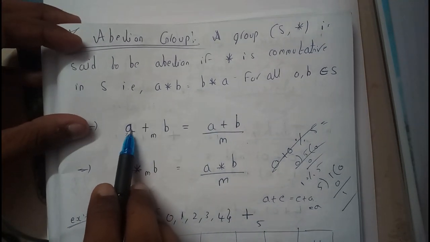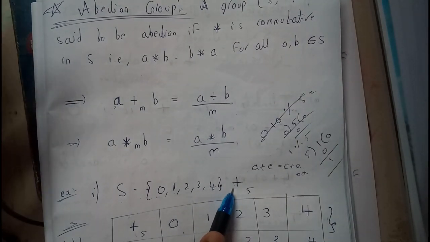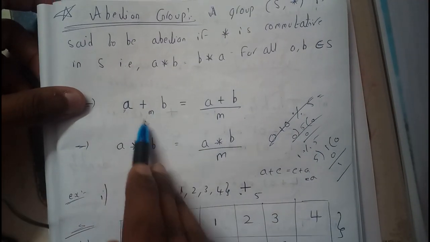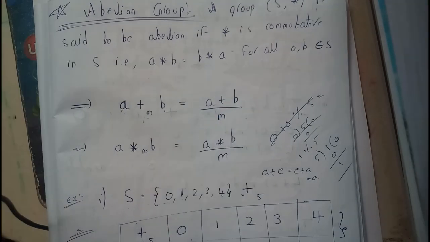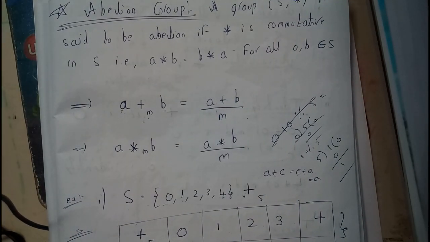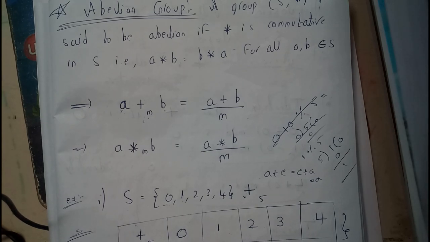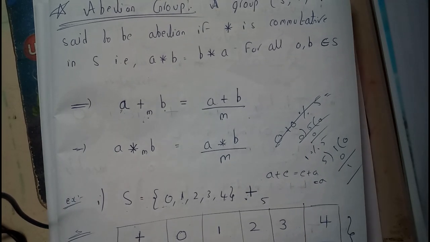Whenever you are given a question with plus, you just need to note this formula. A plus base m b is equal to a plus b modulo m. This is not division, guys, it's modulo m. Remember, in modulo you will always get the remainder. That's the most important key point for this chapter. Wherever you do division or modulo, you will write the remainder as the result.